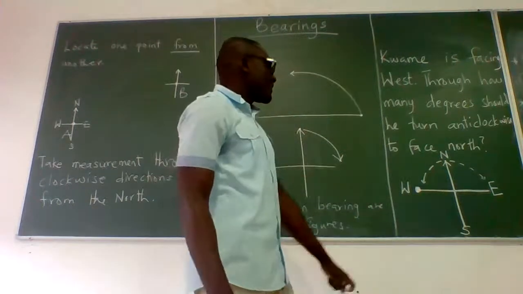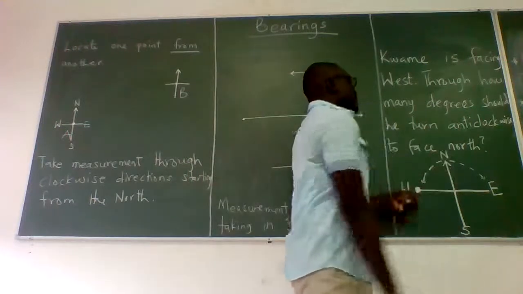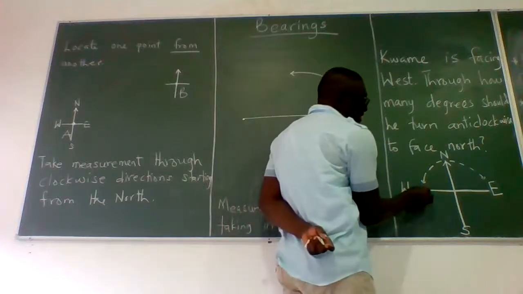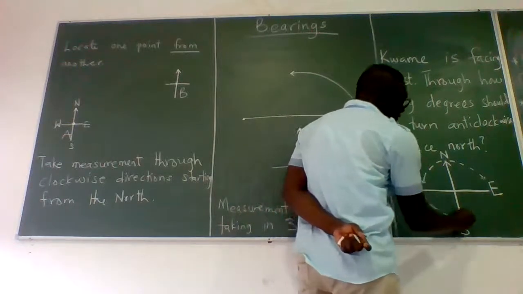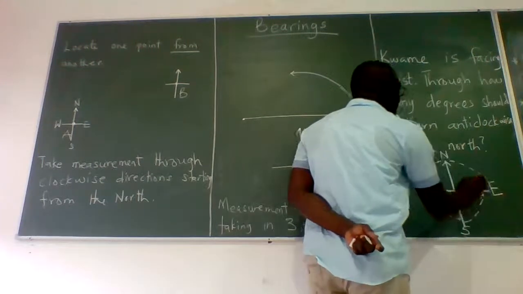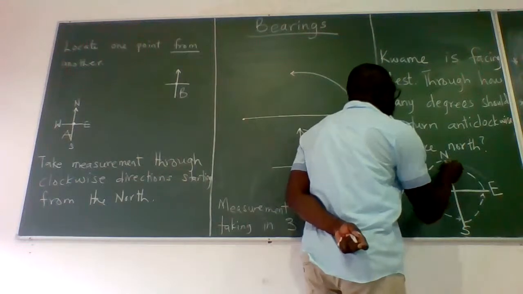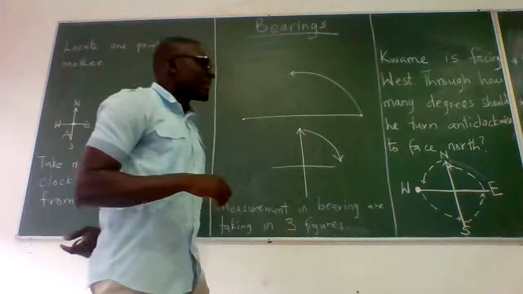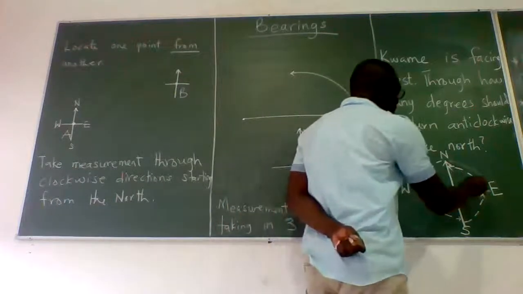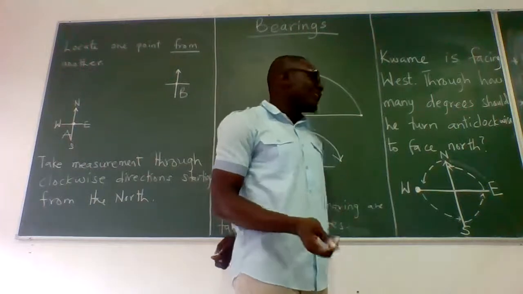So if Kwame is at this point and he wants to get to the north, how many degrees should he move? Anti-clockwise is going to move this way, move another, and then finally move from this side also to this side. At this point, you have to know that the reason we are bringing this cross is to help us get some angles that we are already aware of.